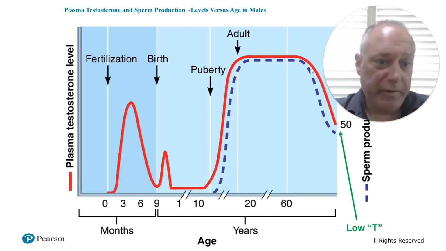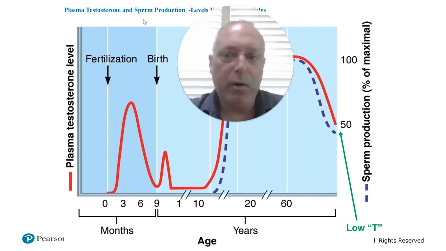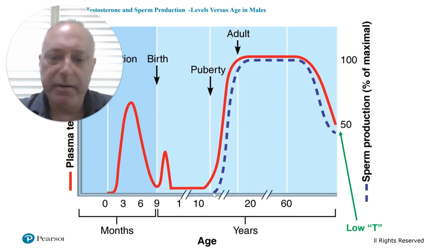Towards the end of life, there is a decrease in plasma testosterone. This is a source of low T for adults, and some individuals will inject testosterone to get back to their high levels. So you can also overlay sperm production. This happens at puberty in the testes in response to testosterone, and you can see the male produces sperm for its entire life. Well, from puberty until death.